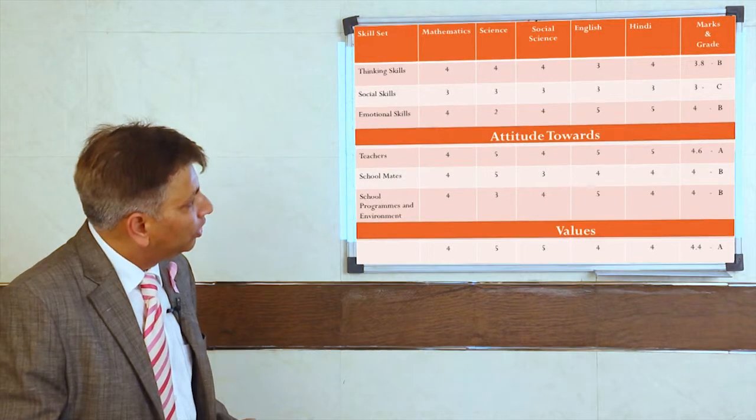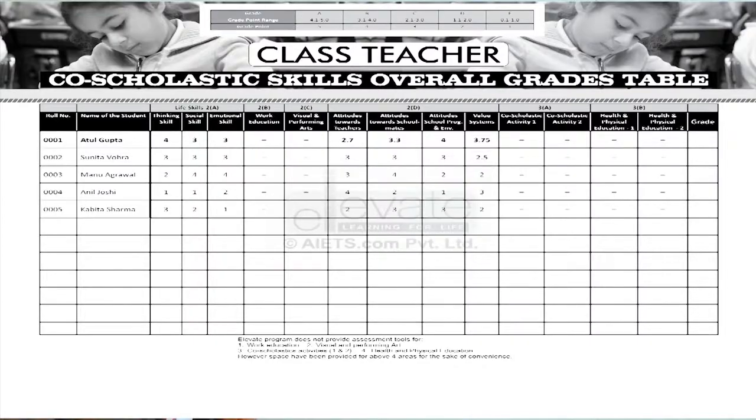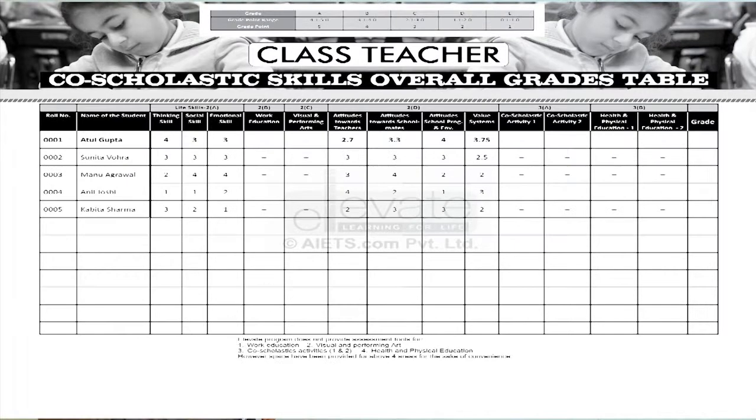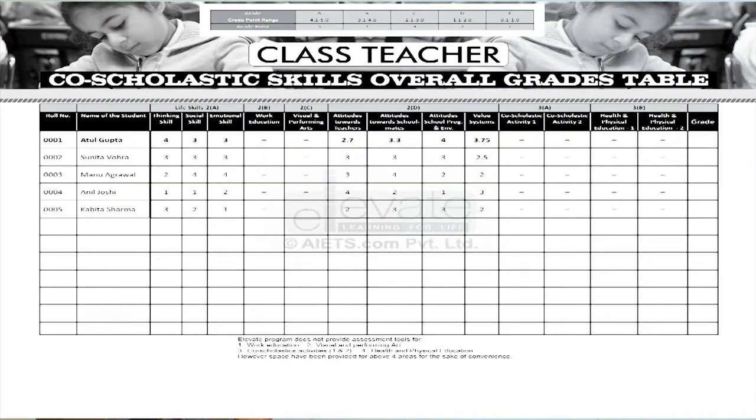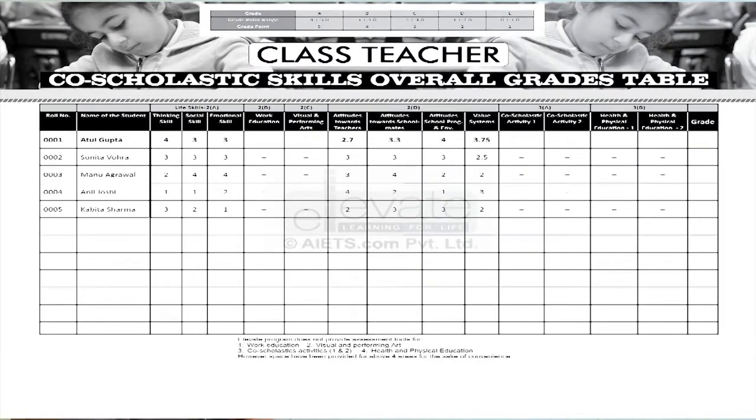So here Atul Gupta is getting 4 marks and you are keeping it in this record. Same way social skills, same way emotional skills, then attitude, all three, and then values.